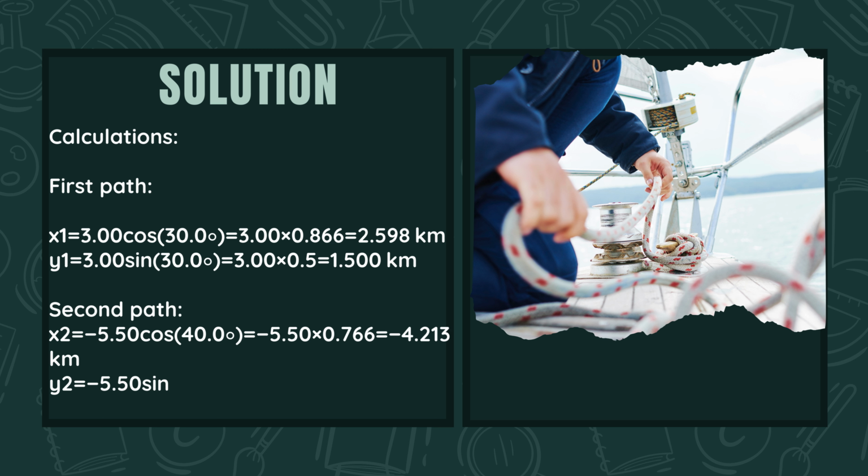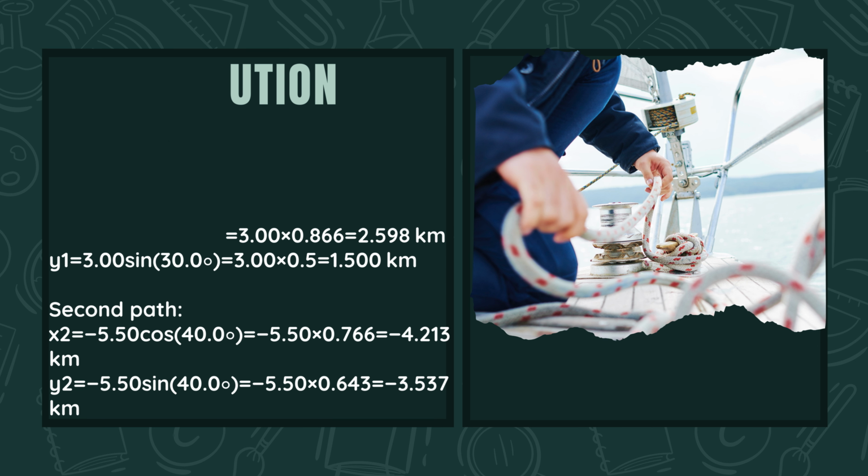For the second path, the x-component is negative 5.50 kilometers multiplied by the cosine of 40 degrees, which equals negative 4.213 kilometers. The y-component is negative 5.50 kilometers multiplied by the sine of 40 degrees, which equals negative 3.537 kilometers.